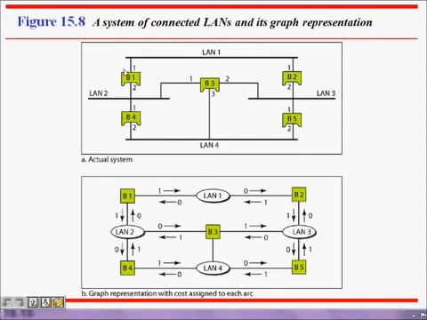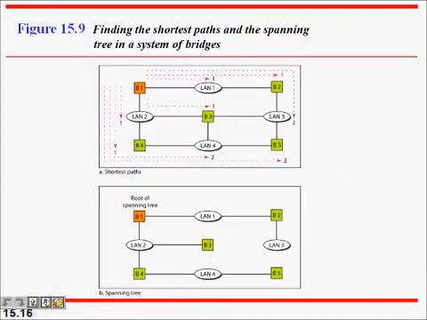So what we do is we make these nodes of a graph. This is LAN 1, LAN 2, so these we make, and then we make a graph out of it, and in this graph we find a minimum spanning tree. So the minimum spanning tree for this particular graph, which was of bridges and LANs, is this one.